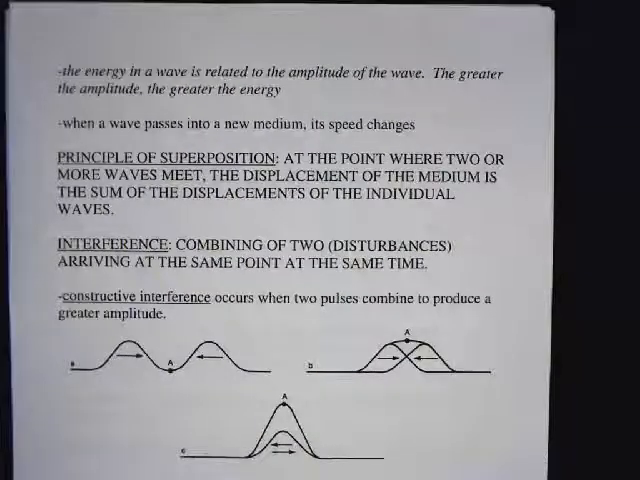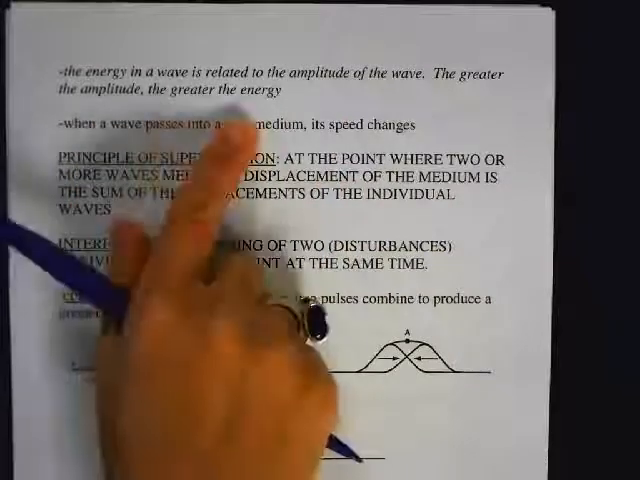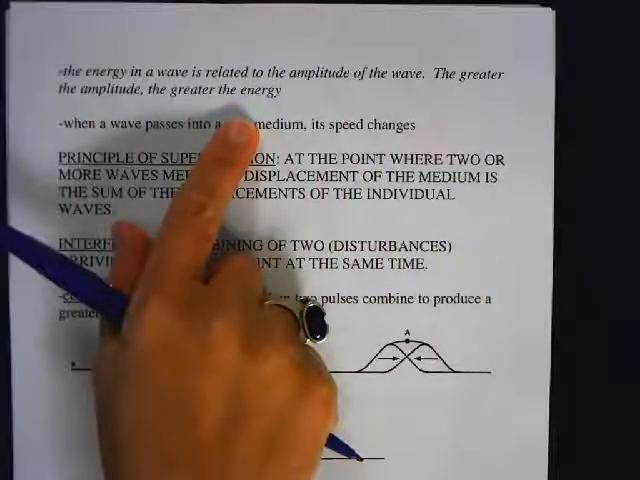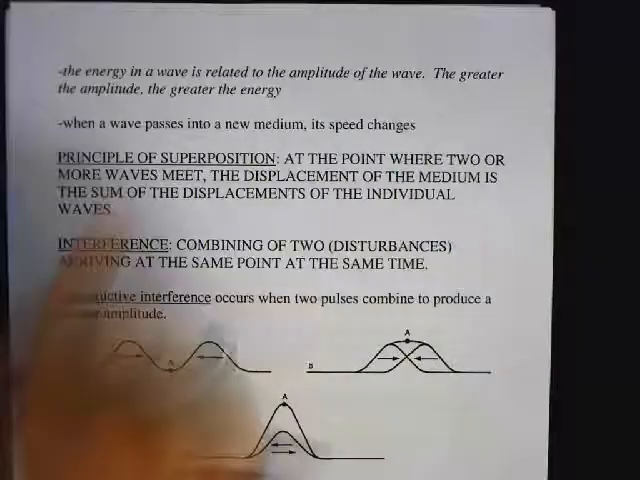Now, there are other properties of waves that we can look at. The energy of a wave is related to the amplitude. The greater the amplitude, the greater the energy. We'll see this in the next chapter with sound. We won't see it, we'll hear it. Where we put more energy in, the sound is louder.